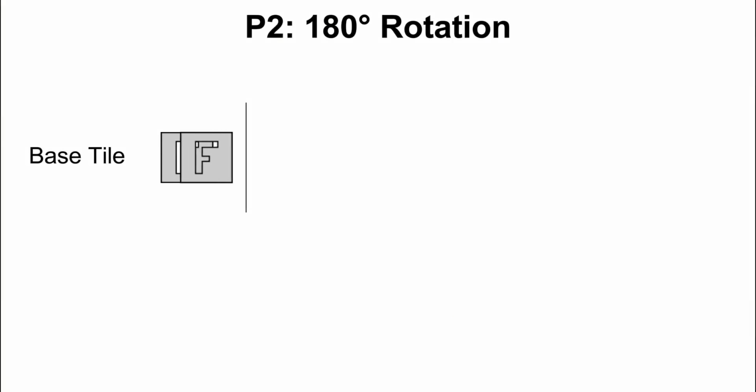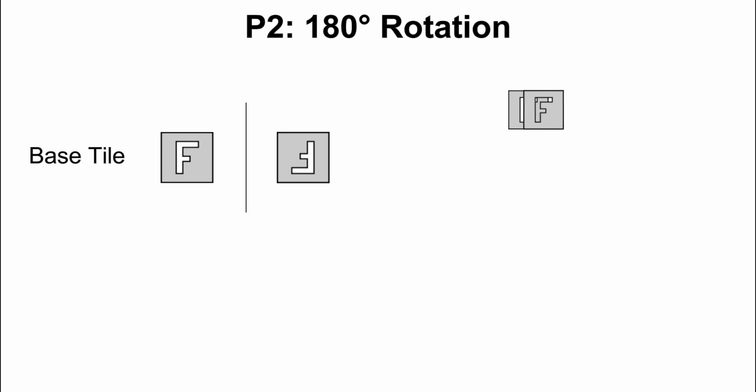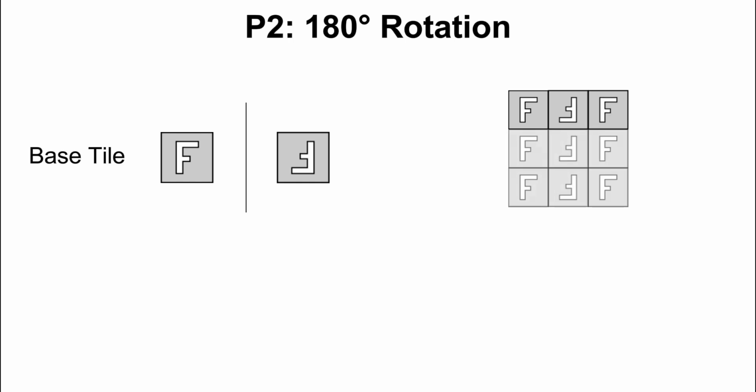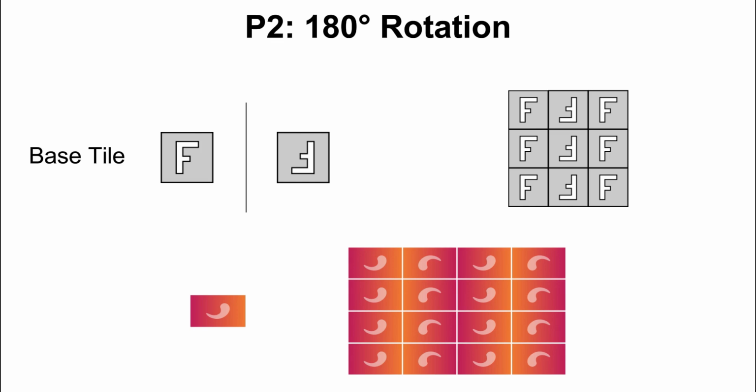P2 symmetry involves both translation and 180 degrees rotation, but no reflection. Each time the base tile repeats, it is rotated by 180 degrees. For example, starting with this base tile, the second tile is rotated 180 degrees, and the third tile is also rotated 180 degrees from the second. The pattern continues in this way. If we use this base tile with P2, the 4x4 result will be like this.